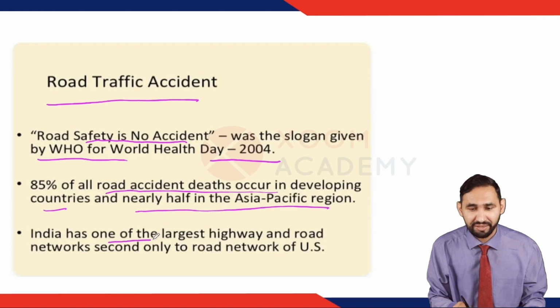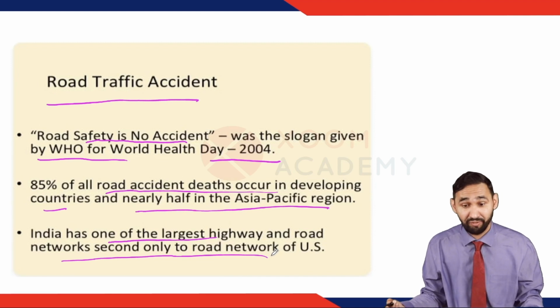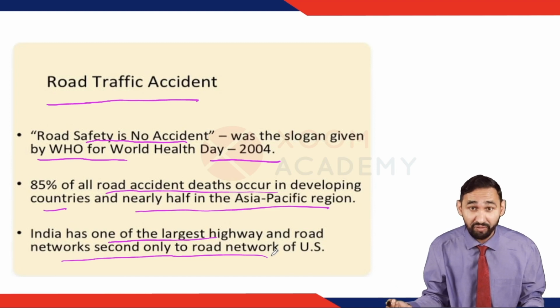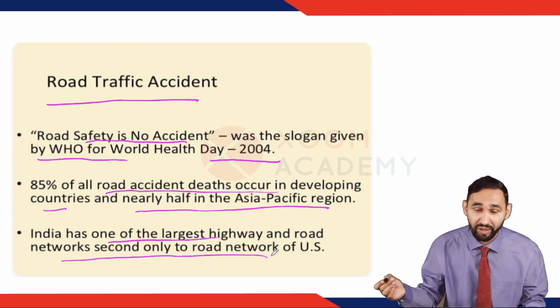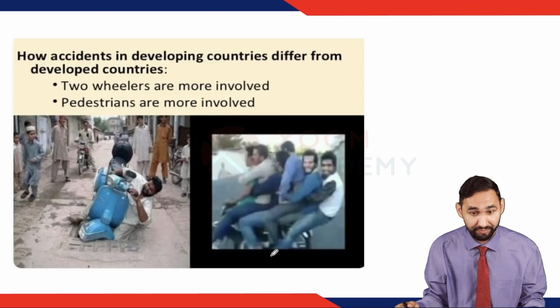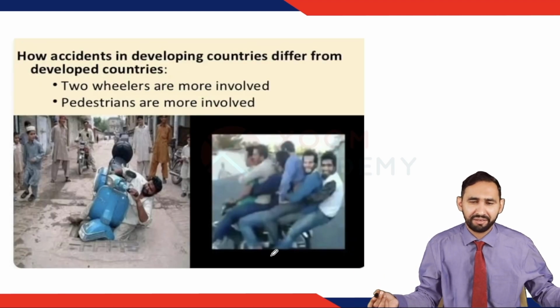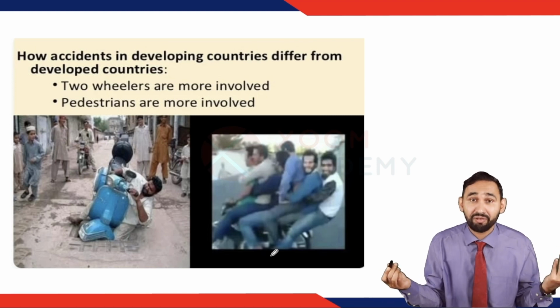India has one of the largest highway and road networks, second only to the US. The population of India is more than 1.5 billion. So there is greater infrastructure in India, but these roads are prone to accidents. Now, what are the causes of accidents?